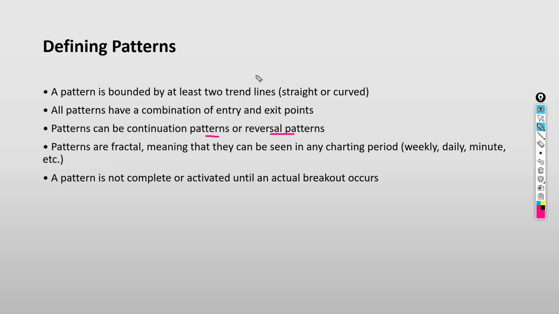A continuation pattern is whereby you are in, for example, a clear trend, and then after getting this pattern, you continue within that trend. And a reversal pattern is whereby you are in a trend, and after getting this pattern, of course, that trend changes direction.